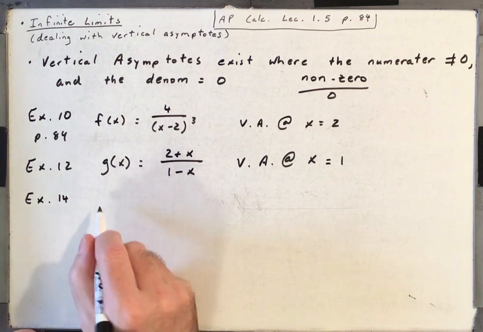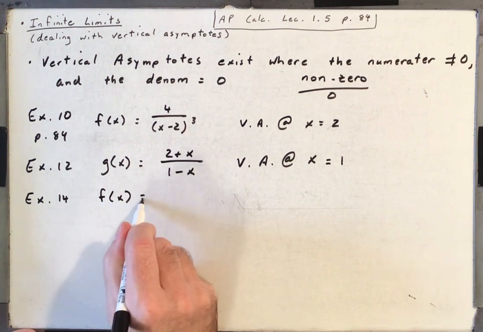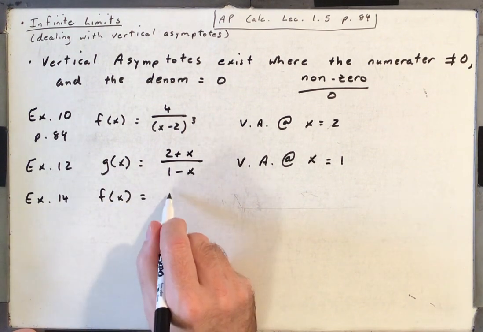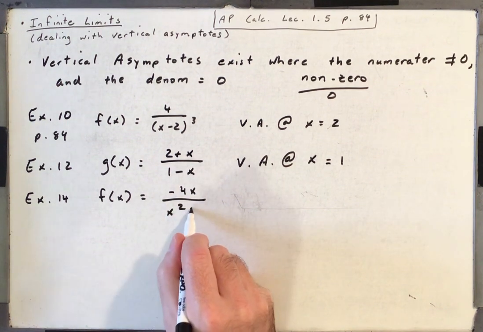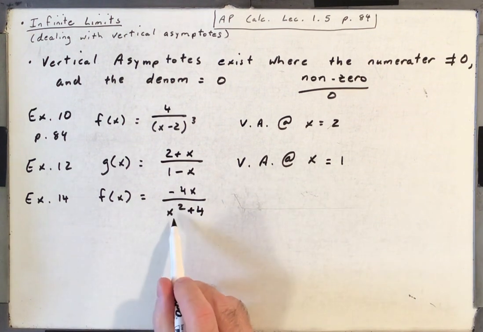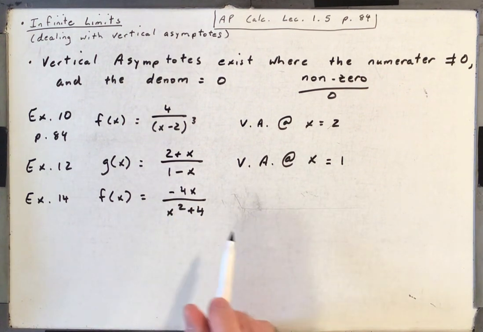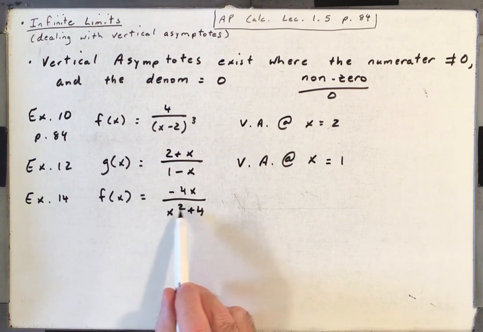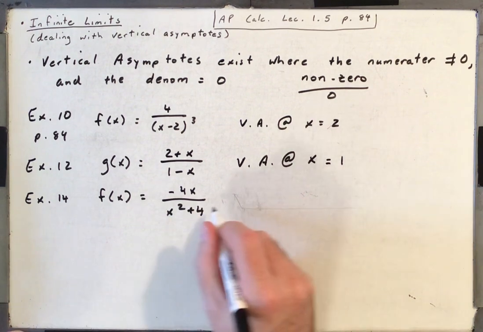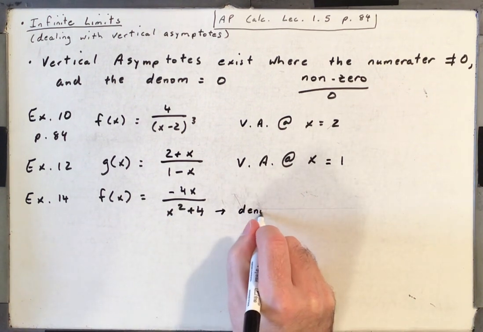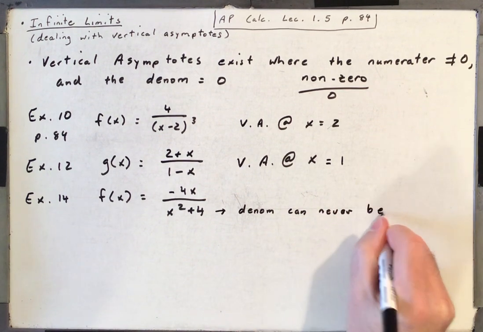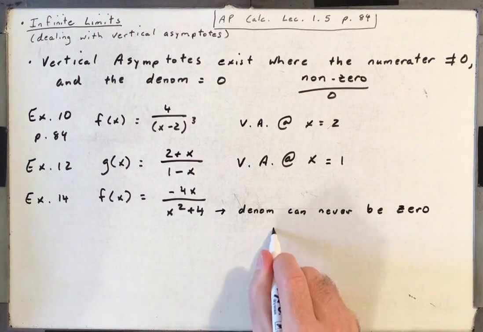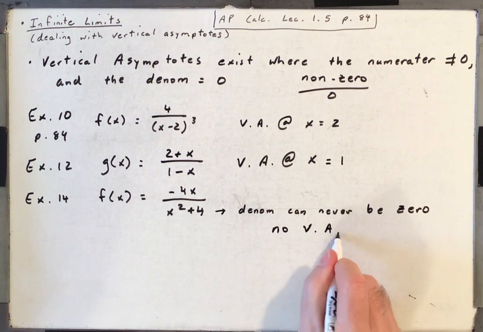We have f of x is equal to negative 4x over (x squared plus 4). Can you plug any number in for x that would make the denominator be 0? And the answer is no, because when you square a number, it automatically makes it positive. Okay, so the denominator can never be 0. So we have no vertical asymptote.